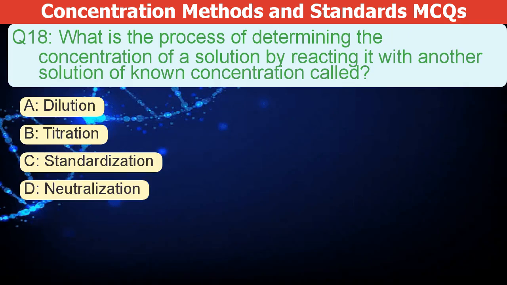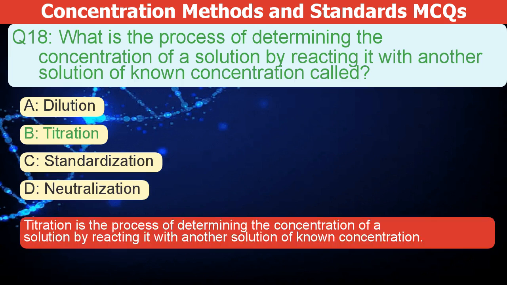What is the process of determining the concentration of a solution by reacting it with another solution of known concentration called? A. Dilution. B. Titration. C. Standardization. D. Neutralization. The correct answer is B. Titration is the process of determining the concentration of a solution by reacting it with another solution of known concentration.